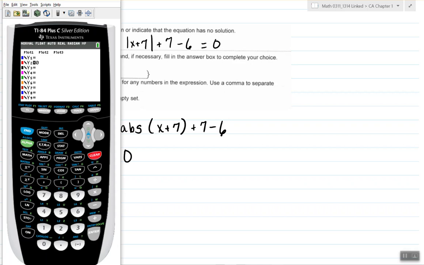All right, to get ABS is second of the 0 key, which gets me into catalog. I press enter to choose ABS, or the bars, and I have variable x plus 7, and I need to go back, use my right arrow to hop out of there, or you close parentheses, plus 7 minus 6, because I was too lazy to actually write 7 minus 6 is 1. So graph.